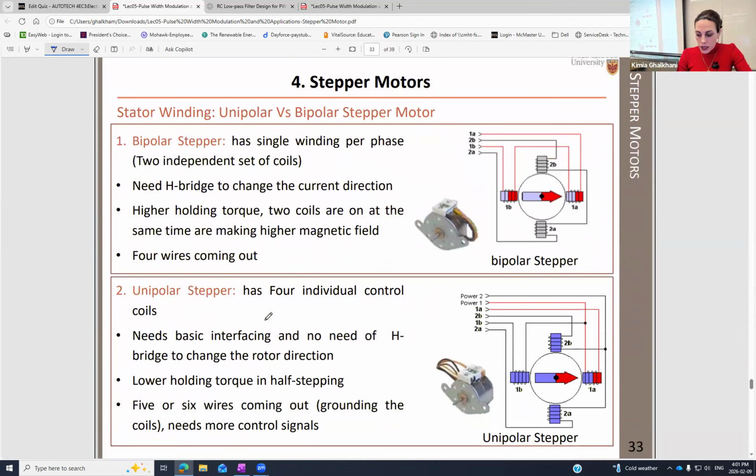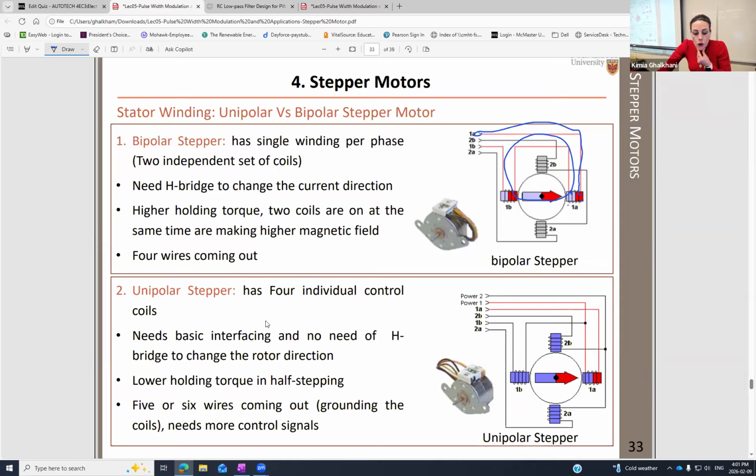So let's look at this one. This is a bipolar stepper motor. It's another type of stepper motor, but the difference here is that I have a single winding per phase. What do I mean when I say single winding? It means this one is going to here, and these two are connected. In here, one is always getting out, and these two are connected. That's why we say we have a single winding in a bipolar stepper motor.